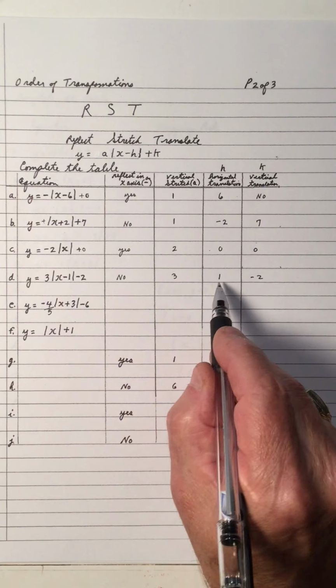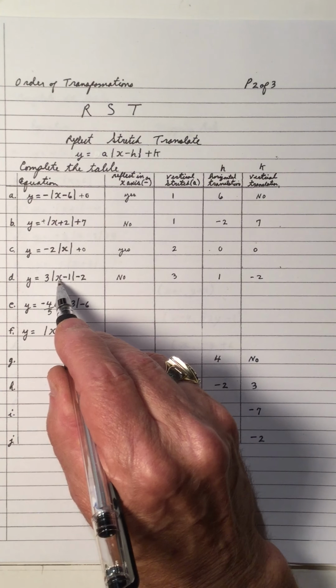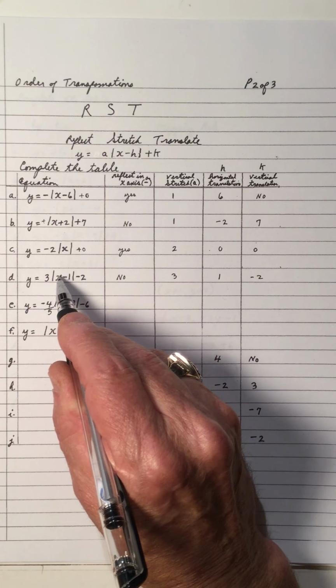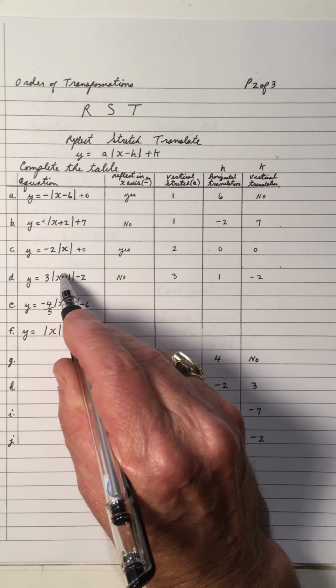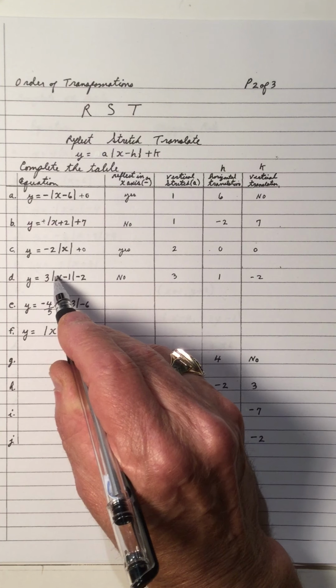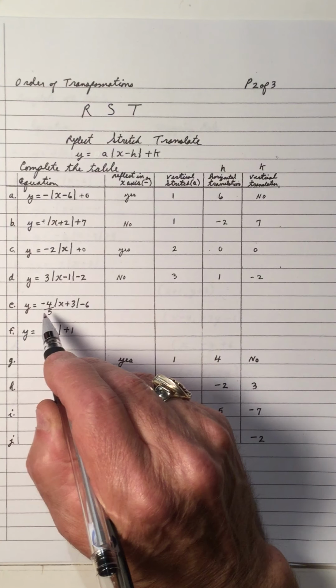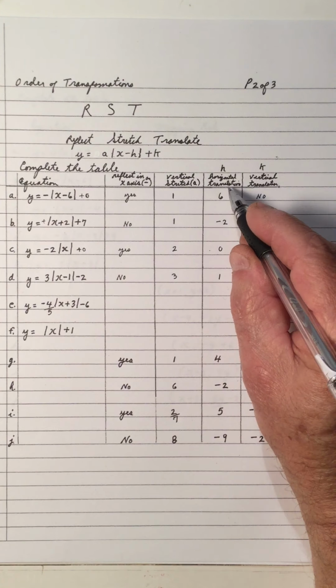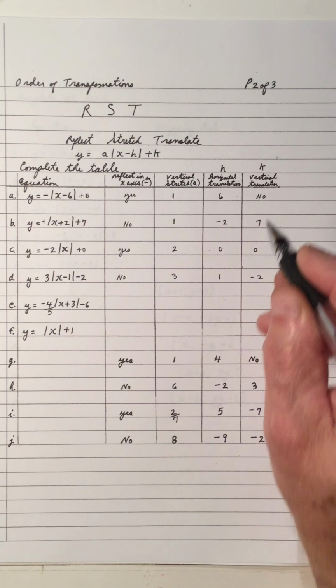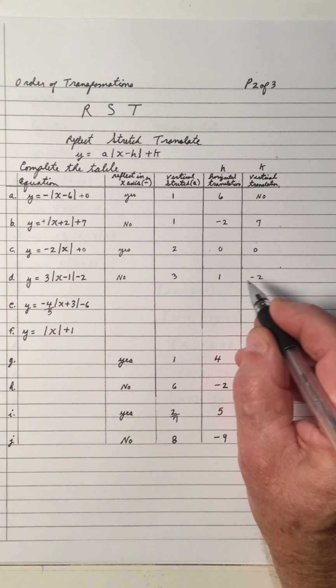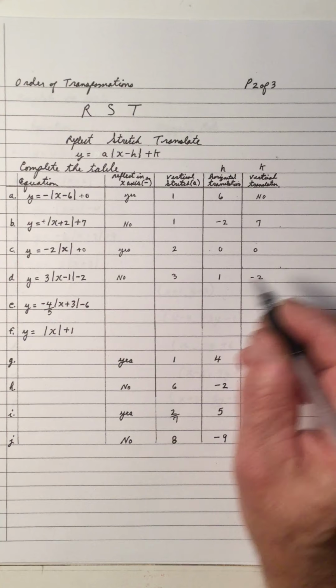And just to remind you, if you take 1 and sub in for x, this becomes a 0. The absolute value of 0 is 0. 3 times 0 is 0. So y is negative 2. So the vertex is your horizontal translation and your vertical translation. The vertex is 1, negative 2.